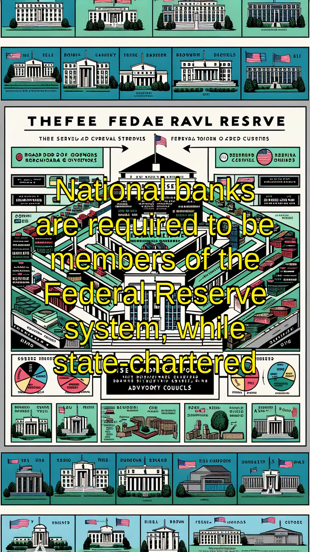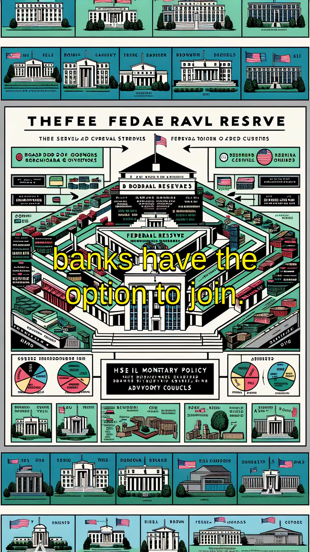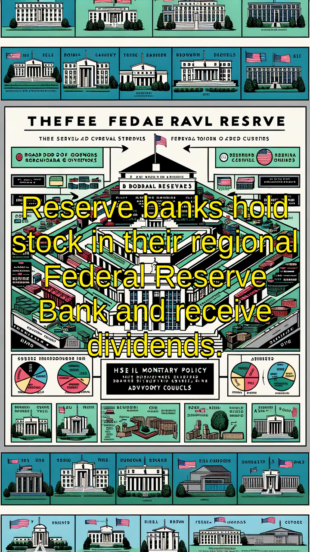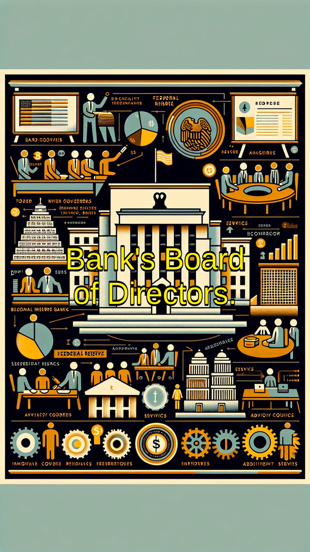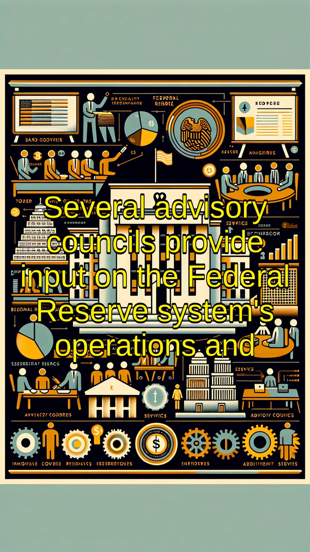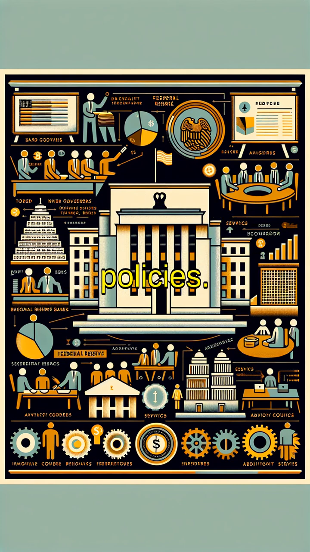National banks are required to be members of the Federal Reserve System, while state-chartered banks have the option to join. Member banks hold stock in their regional Federal Reserve Bank and receive dividends. They contribute to the capital of the reserve banks and have a voice in electing the Reserve Bank's board of directors.